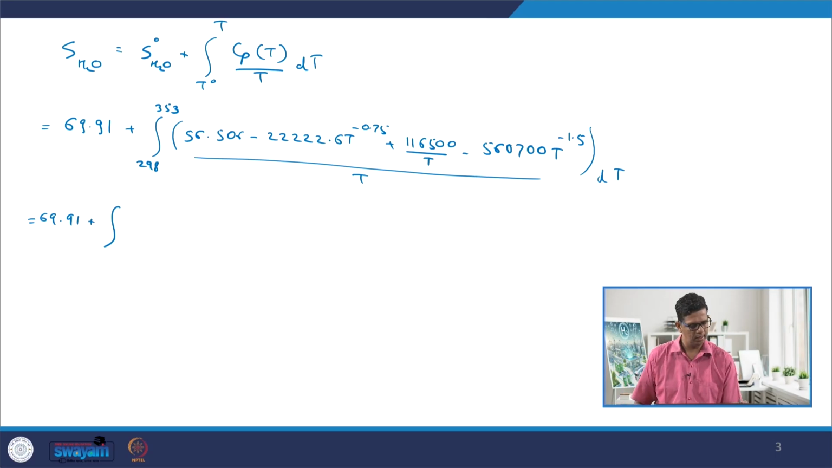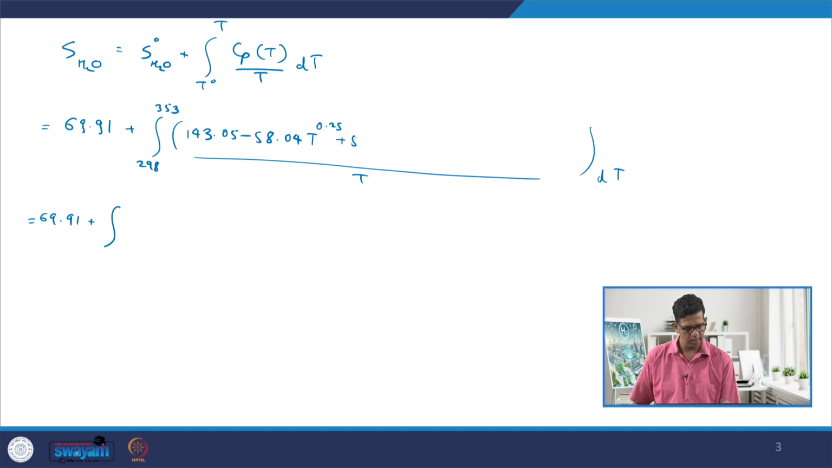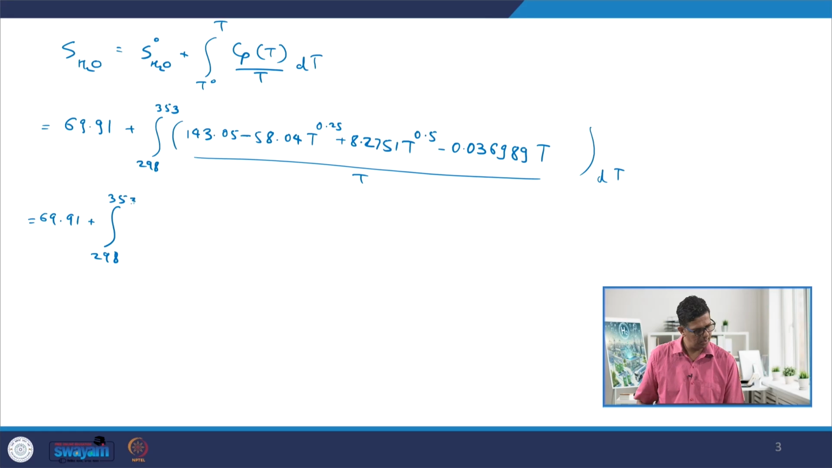So, this is not the Cp of water. Cp of water is 143.05 minus 58.04 T to the power 0.25 plus 8.2751 times T to the power 0.5 minus 0.03698 times T, divided by T. So, let us go ahead and solve this from 298 to 353. Let us normalize this with respect to the T, which is at the denominator.